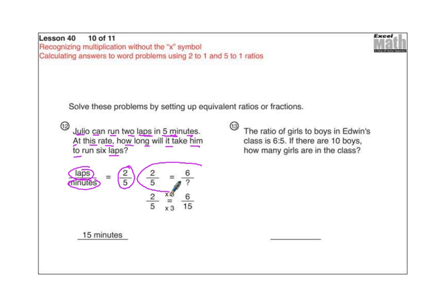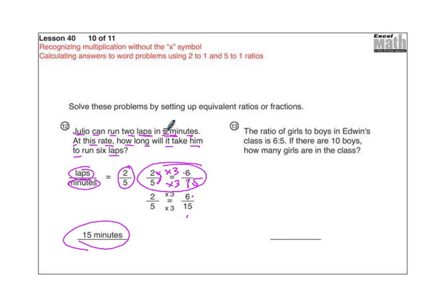So we're going to set up our equal ratio or equal proportion, kind of like stuff for money. We're actually doing laps for minutes. Same type of idea. So 2 for 5, 6 for what? Well, how do we go from 2 to 6? We multiply by 3, so we're going to multiply 5 by 3 to get 15. So the answer is 15 minutes.